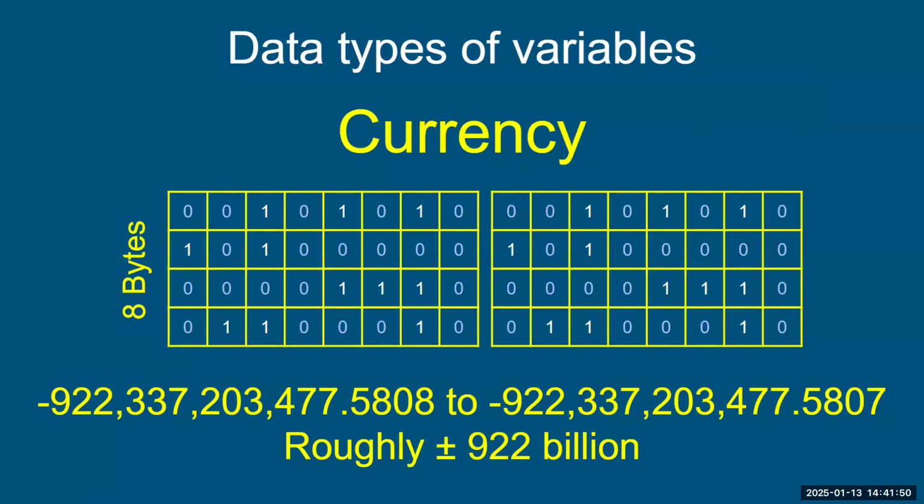Another data type is currency. This is a big one. 922 billion to negative 922 billion with 4 decimals. Look at that, 8 bytes. So we went from 1 byte to an integer to a long integer to a currency. It takes 8 bytes of memory to store the currency. Right, it should be positive, yeah.